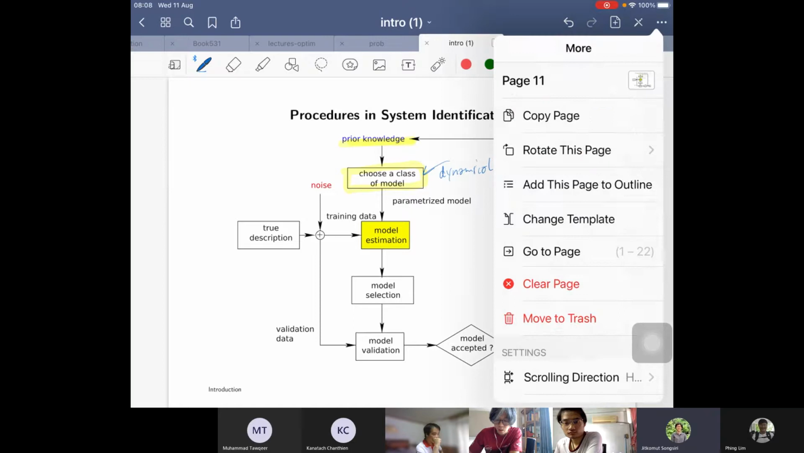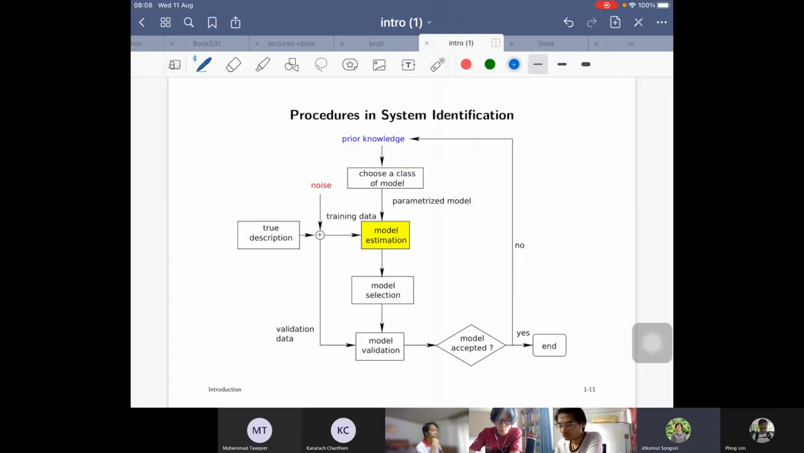And then the next step is, once you determine a model class, in this example, let me say you want to identify a model for a DC motor. Your prior knowledge is that you should describe it with a dynamical model, and that can be, for example, represented by a transfer function. This is your prior knowledge that helps you define a model class.